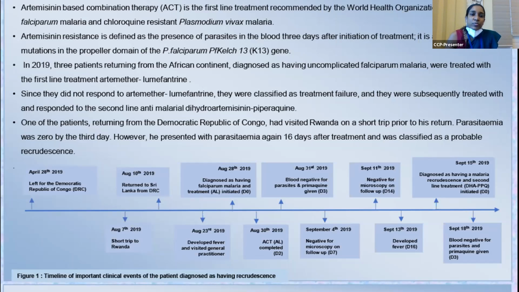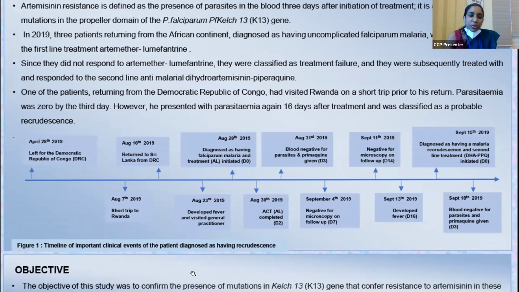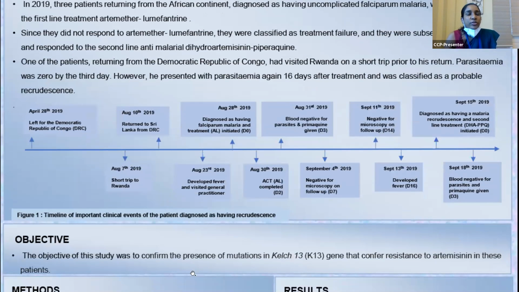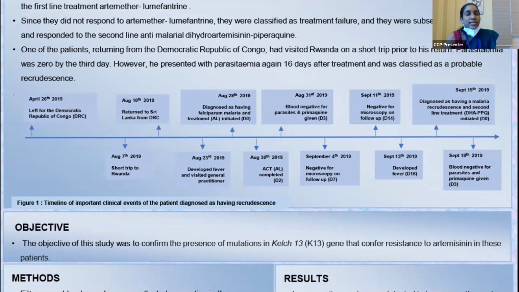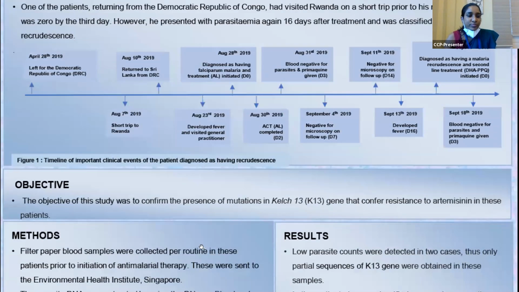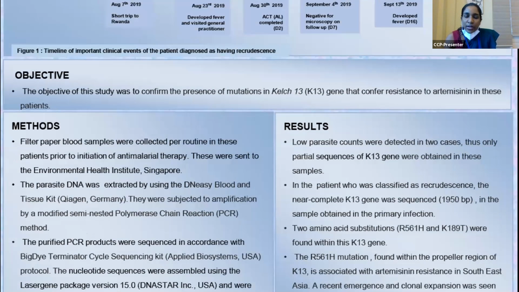This time he was treated with dihydroartemisinin piperaquine, the second-line anti-malarial, to which he responded and remained negative throughout the follow-up. So the objective of this study was to confirm the presence of mutations in the Kelch13 gene that confer artemisinin resistance in this patient. Filter paper blood samples were taken per routine prior to the initiation of anti-malarial therapy in both instances, and these samples were sent to the Environmental Health Institute in Singapore.